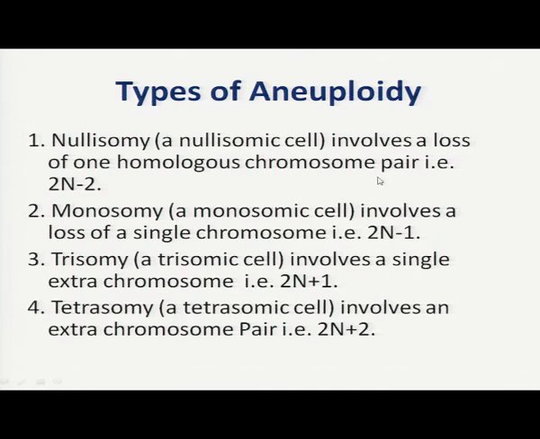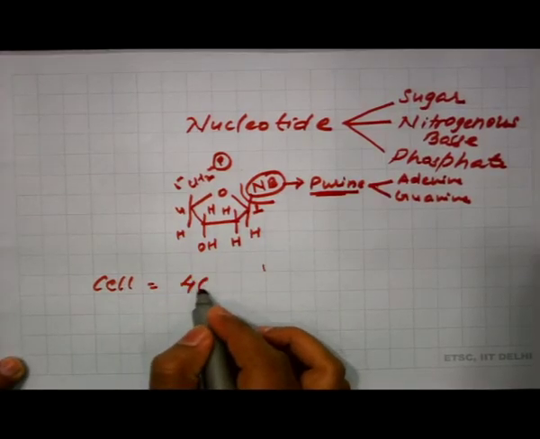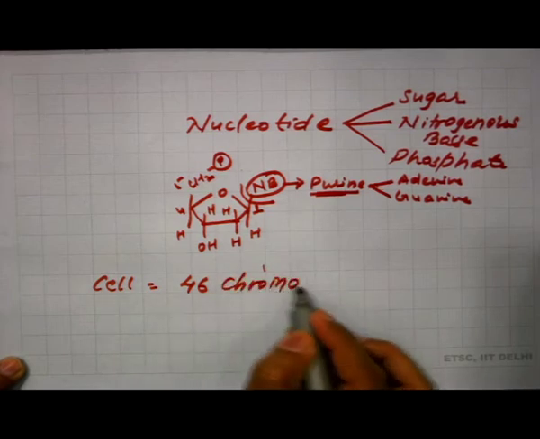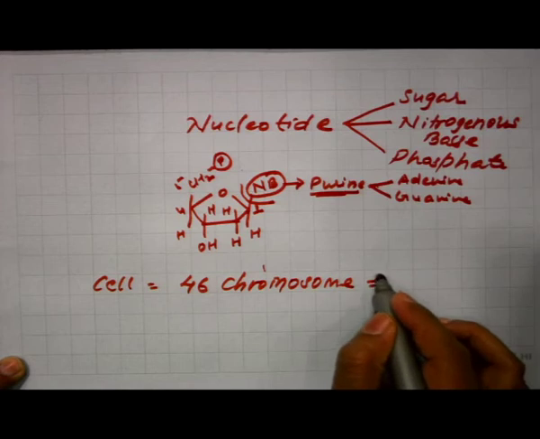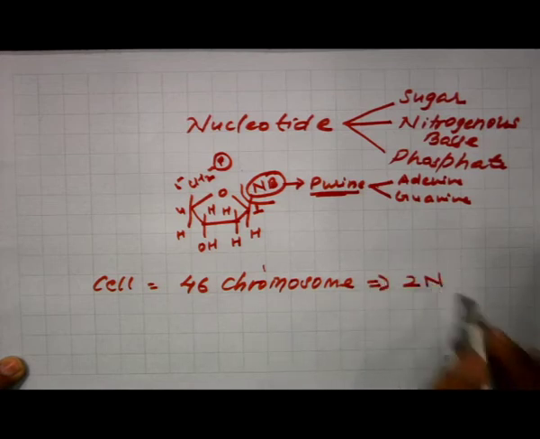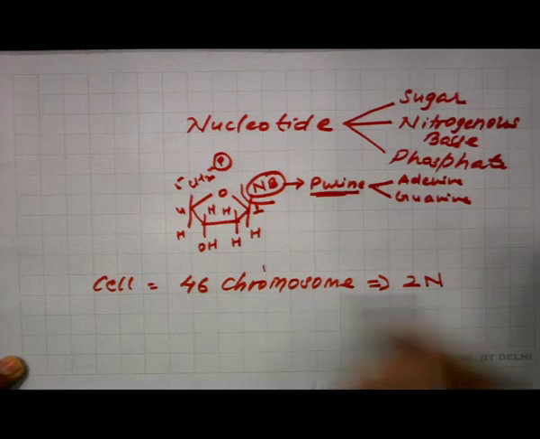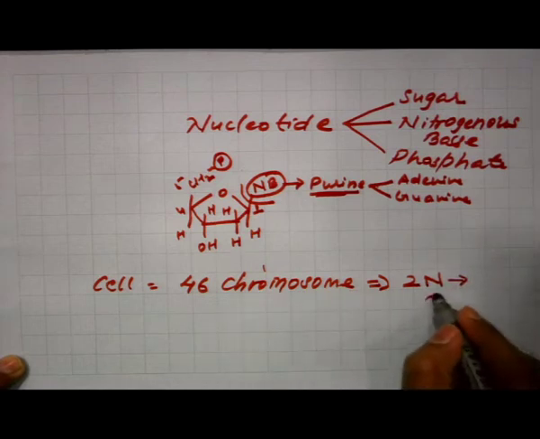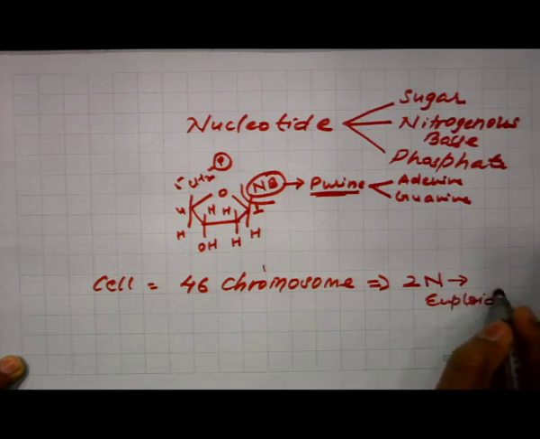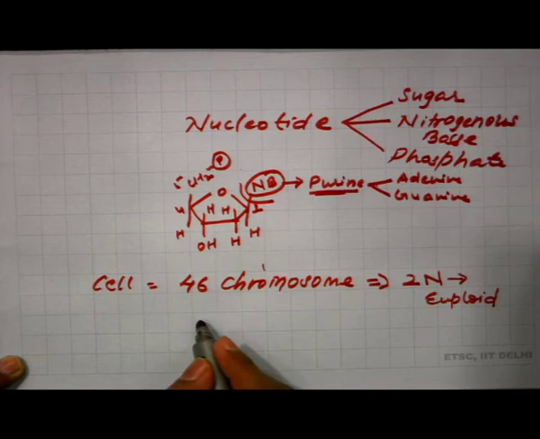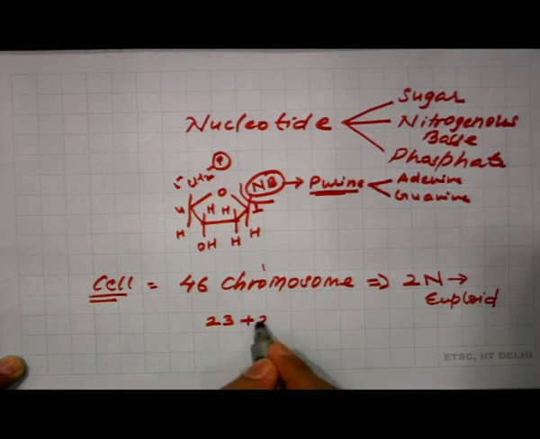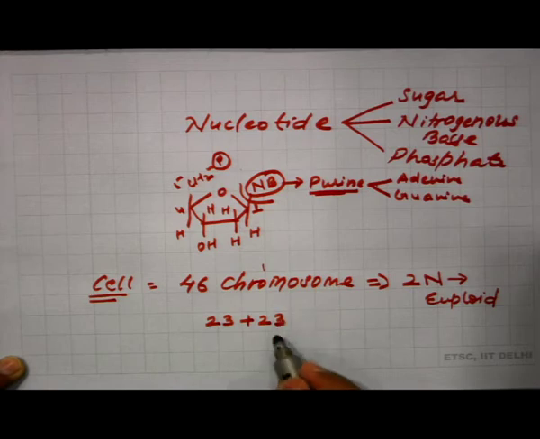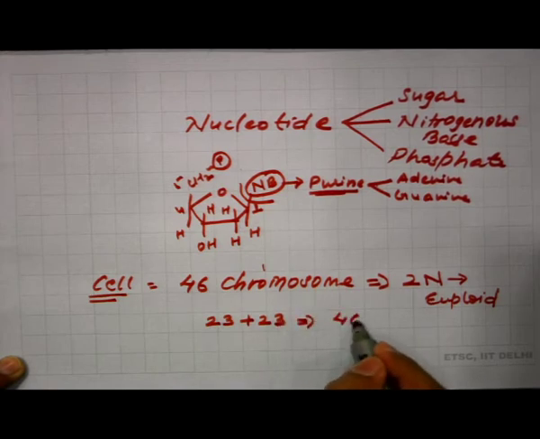We know that in the case of a human being, a single cell has 46 chromosomes, and these 46 chromosomes contain two sets of chromosomes, which is denoted as 2n, and this complete set of chromosomes is called euploid. So, in the case of a human being, 23 chromosomes from the mother plus 23 chromosomes from the father will give you 46 chromosomes.